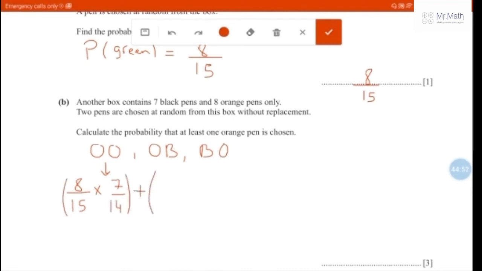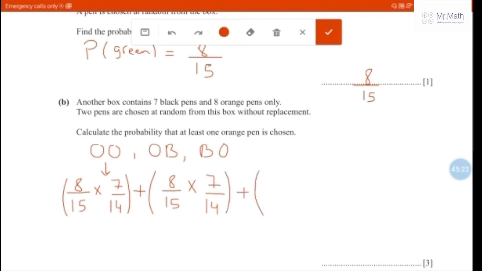Plus the second scenario, or the second combination. So the probability of getting an orange pen is 8 over 15 times the probability of getting a black pen, so it's 7 over 14. Here the total number of pens decreased by 1, because again I'm taking a pen and I'm not replacing it.